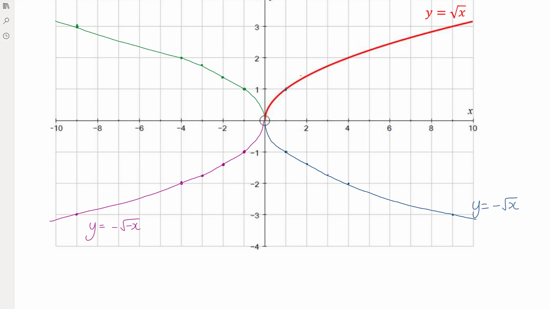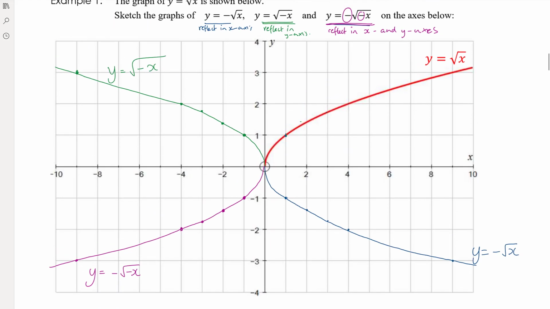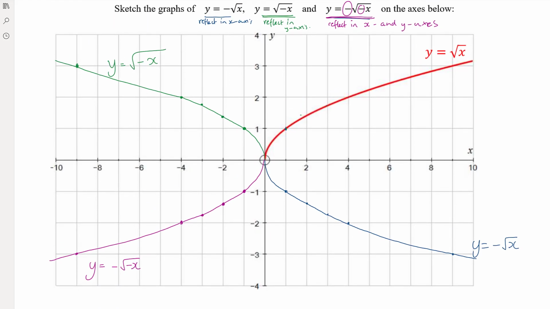Okay, so that's the first thing. Sorry, I should have labelled this one. That's the first thing you need to think about when you're sketching a square root graph, and I'll come back to that in a minute. You need to first of all think about the reflections to work out which of these 4 shapes you are dealing with: the red shape, the blue shape, the green shape, or the purple shape.